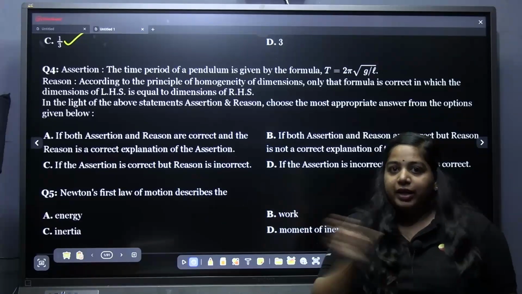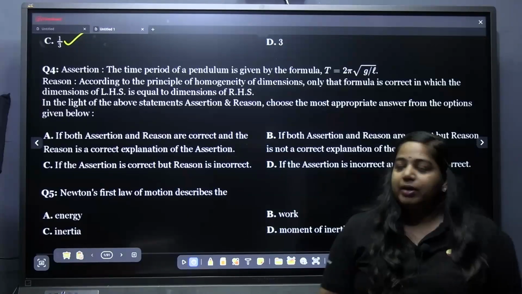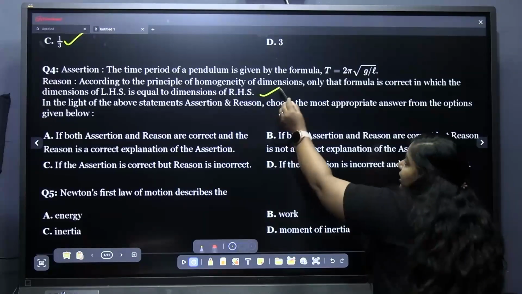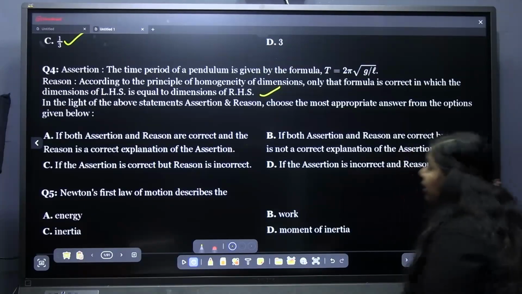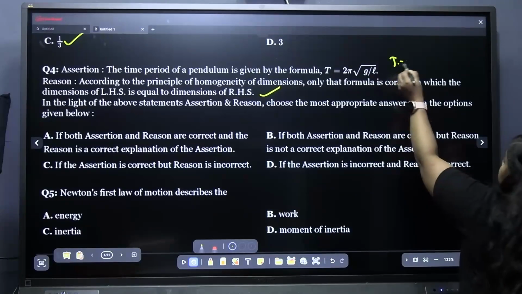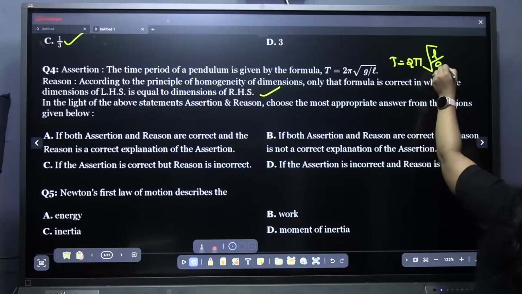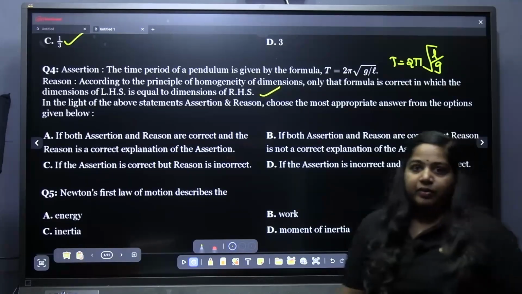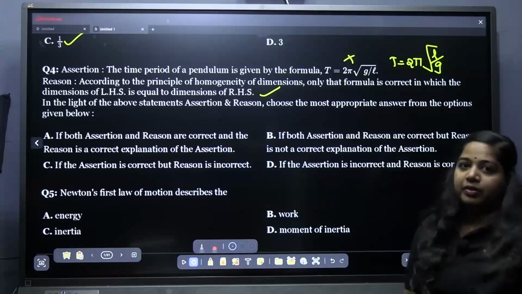We know if we are equating two things, the LHS and RHS have the same dimension. So the reason is correct. And if you remember the formula of time period, you should know that T is equal to 2 pi root L by G, not G by L. So the assertion is wrong.